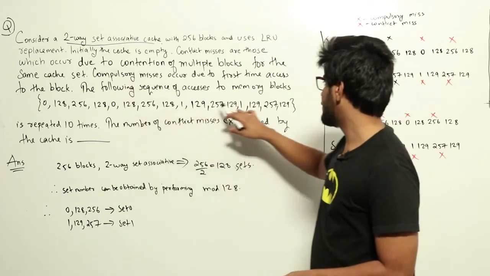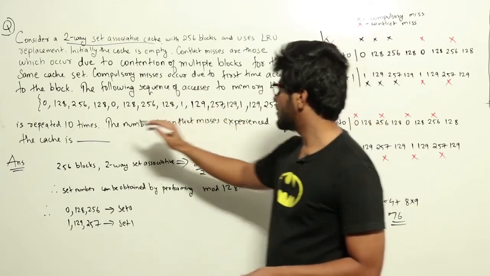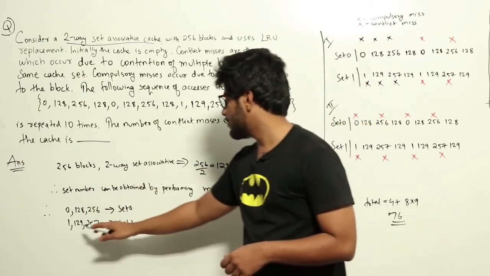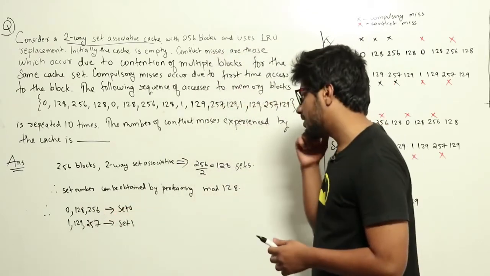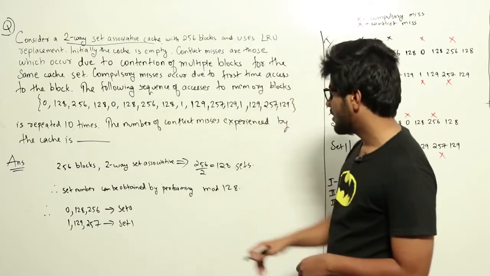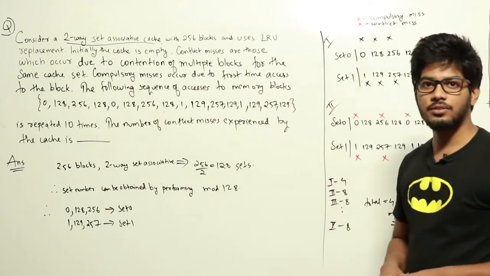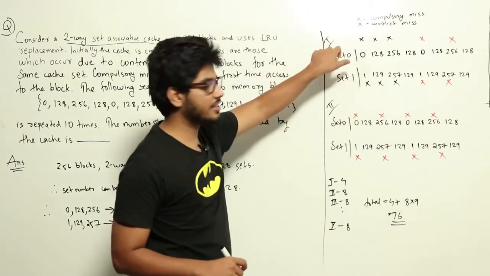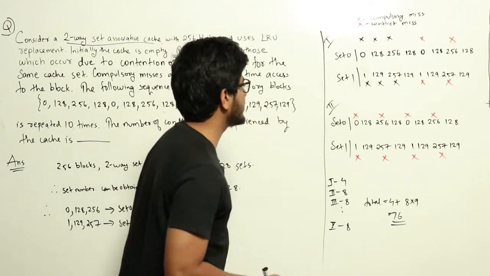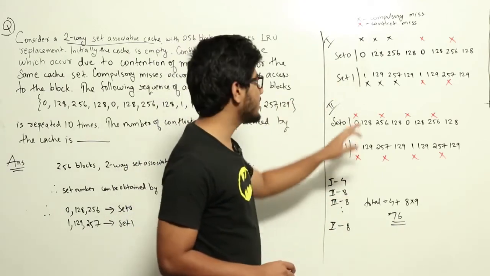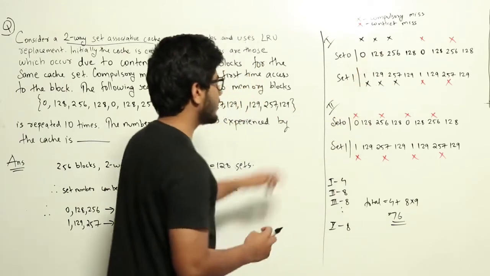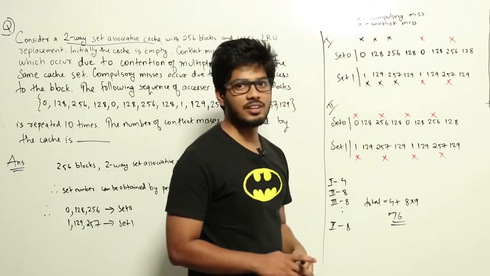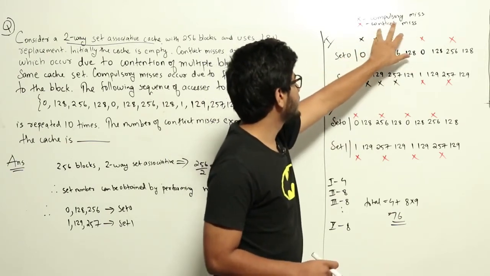So these are the page accesses given in the question. For 0, 128 and 256, if you take mod 128, you will see that they belong to set 0. And also if you take 1 and 257, if you take mod 128, you will see that these blocks belong to set 1 in the cache. Now with this information, let us look at the cache and how these blocks get added to the cache. So this is the first iteration. Let us say this is set 0 and this is set 1 in the cache. It is a two-way set associative cache, meaning at any time there can be two blocks available in a particular set, set 0 and set 1. And I am writing a black cross to denote compulsory misses, and a red cross to denote conflict misses.